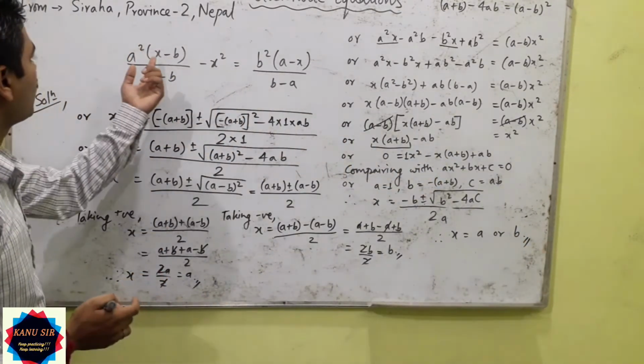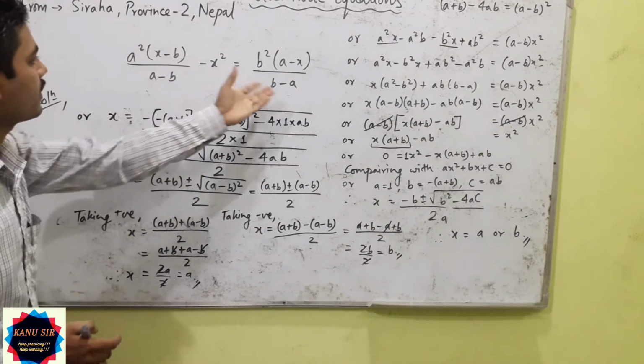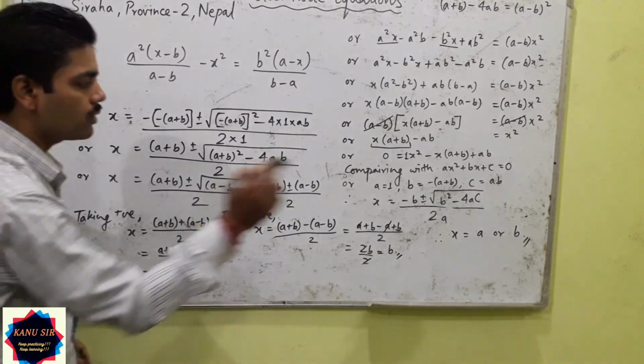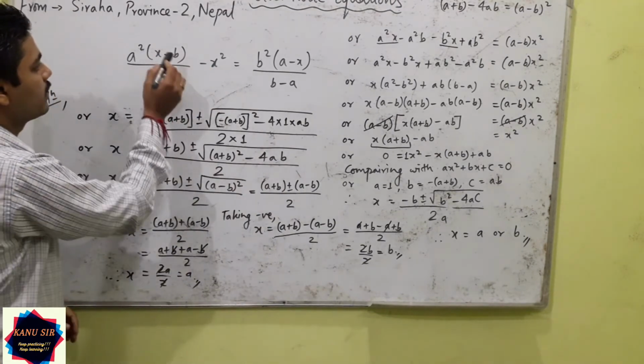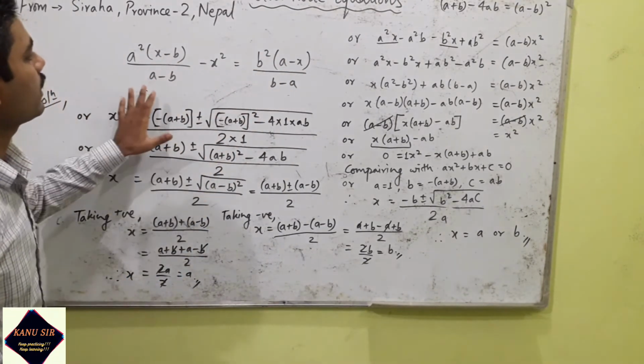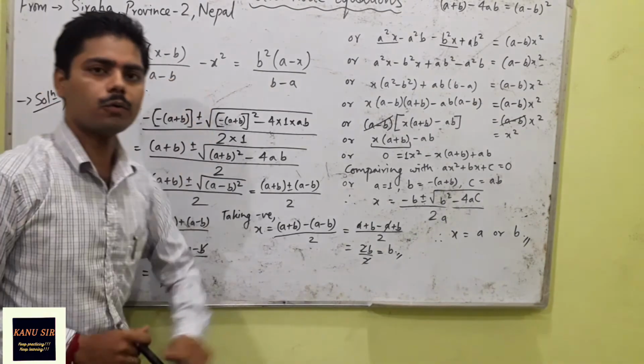Either you can put the value of x as a on both the left hand side and right hand side, or you can put only the value of b on the left hand side and right hand side, and you will find the correct solution of the given question.